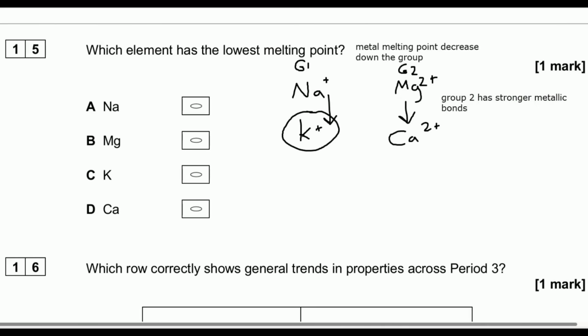Group 1 are going to have the lowest melting points there, and potassium is going to be lower than sodium because it's further down and it has a lower charge density, essentially, so it doesn't form as strong metallic bonds as sodium.